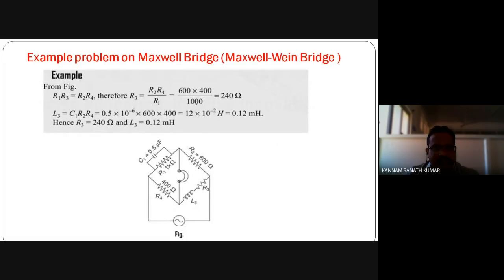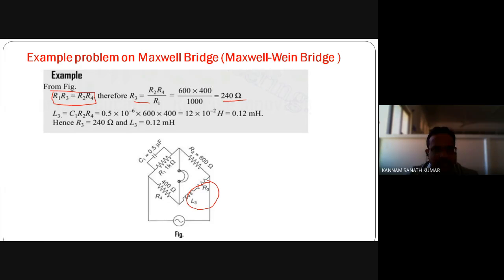So this is one example. In the given Maxwell's bridge, he given R1 as 1 kilo ohm and C1 is 0.5 microfarads, R2 is 600 ohms and R4 is 400 ohms. So I have to find out the unknown inductance and resistance. Okay, so you know that under balanced condition you got this relation. So R1 R3 equal to R2 R4. So here R3 equal to R2 R4 by R1. So 600 into 400 divided by 1000, you are getting 240 ohms.